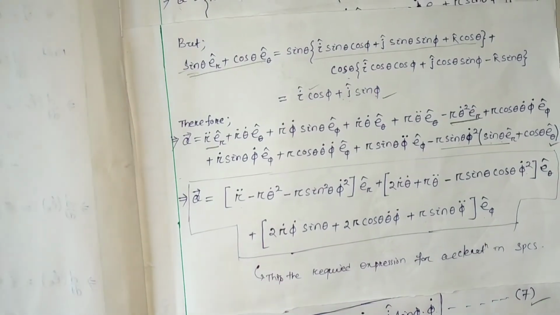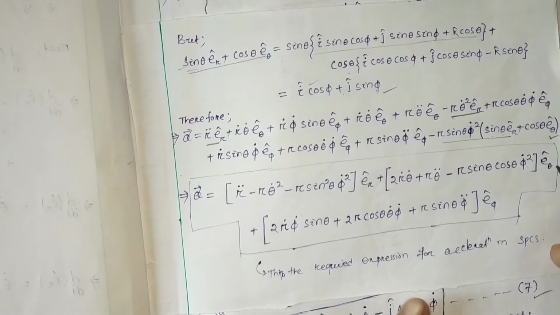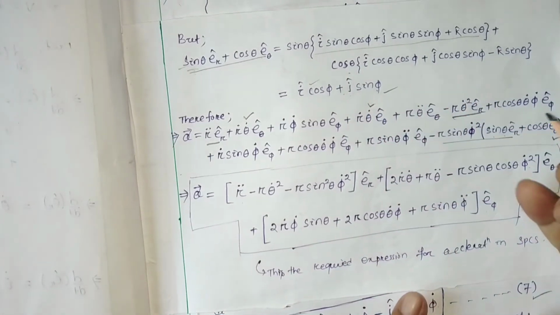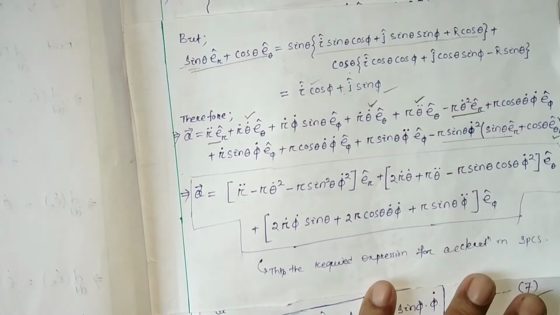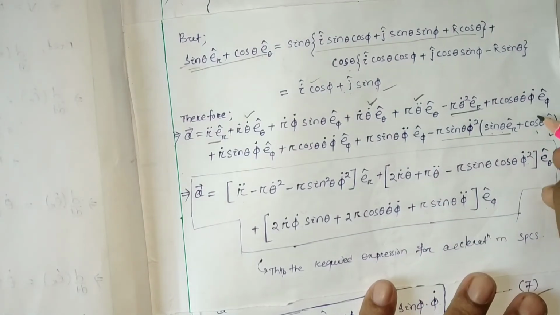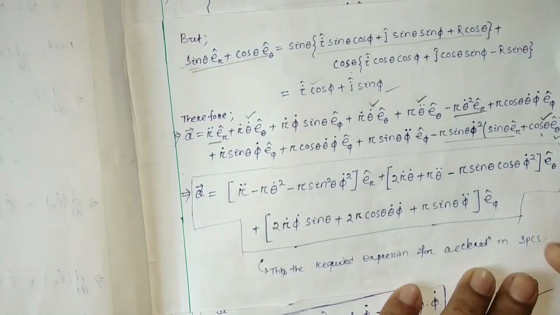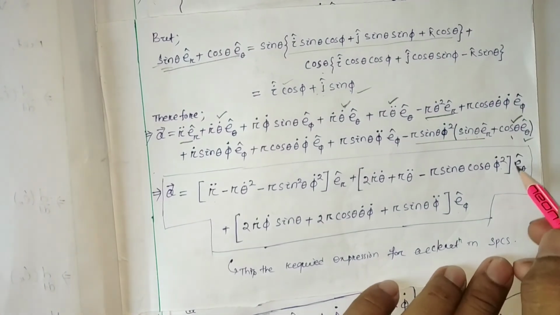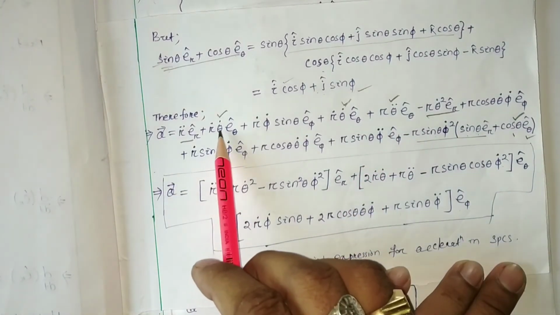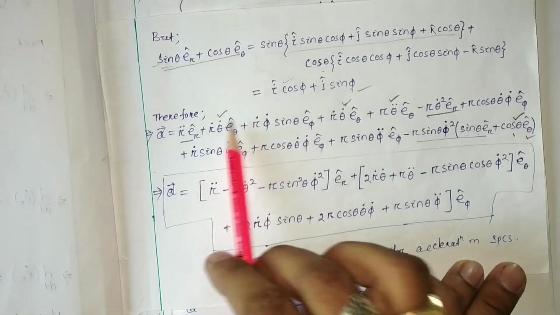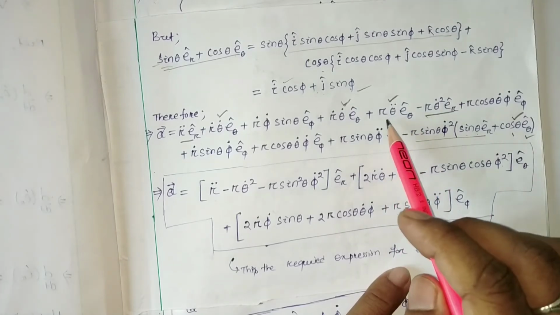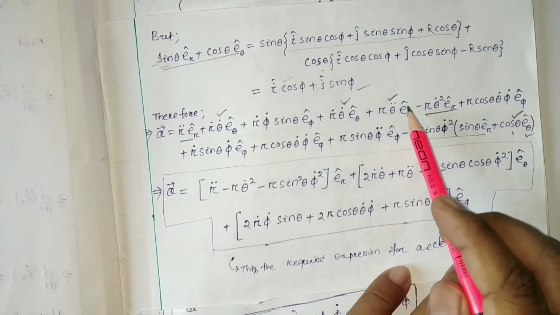Now collectively we have to write the e_theta cap terms. So here one e_theta cap term, another e_theta cap, here is another e_theta cap, here another e_theta cap term is there. So e_theta cap taken outside: here r dot theta dot e_theta cap. These will be the same two terms, so it can be written as 2 r dot theta dot. And here r theta double dot, e_theta cap taken outside.